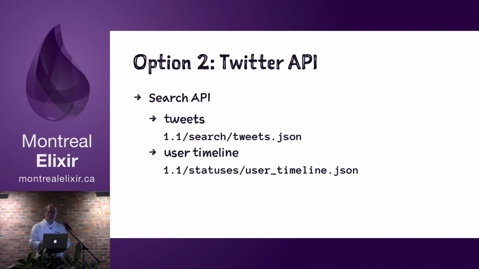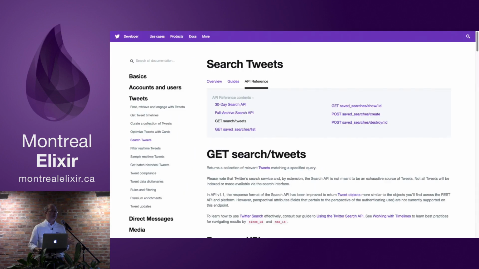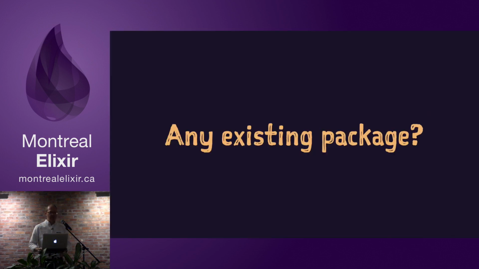They have a great search API, and we're only going to scratch the surface of it and just use the tweet search and the user timeline, but there's a gazillion functions you can use from the Twitter API. It's at developer.twitter.com. It's really well documented, so it's a great API to use. It's all JSON based. So is there anything out there that we could use as a package, for those who are new to the Elixir world? A package is similar to a gem in Ruby.